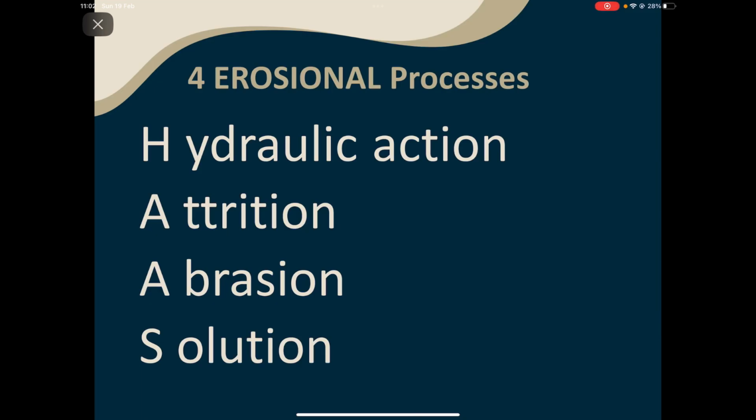So, in order to remember the four erosional processes, I've put together something that you can remember by just using four letters. HAAS. H-A-A-S. If you remember them in this order, it's going to be much easier for you to remember them in exams if you're asked about them. H is for hydraulic action. The first A is for attrition, the next A is for abrasion, and the S is for solution. Now, realistically, there are only three that you have to remember for each of the erosional and transportational, so that's six, because solution is the same in both of them.